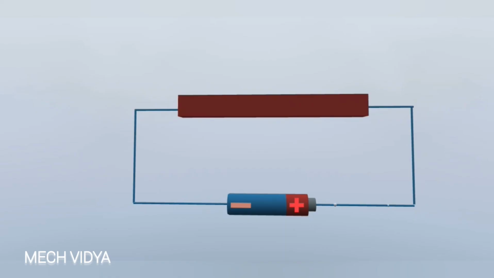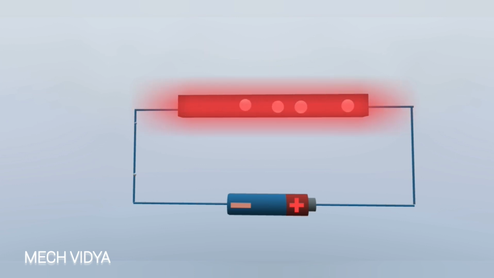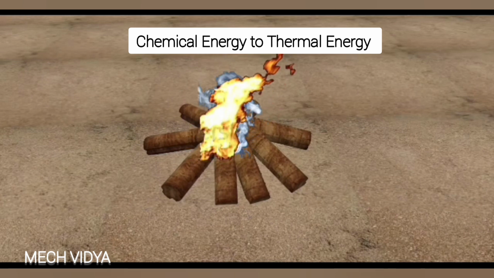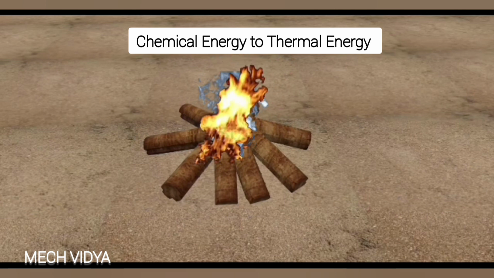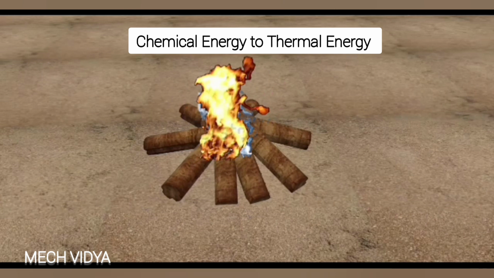Next, if we pass electricity through a conductor, it gets heated. This heat is not something that is getting created. In fact, the heat that is obtained is the result of conversion of electricity into thermal energy. This happens because as the electrons flow through the conductor, the conductor resists this flow, and this resistance gives rise to heat. Finally, just one more example. When we burn any fuel, we get heat out of it. This heat is again the result of conversion of chemical energy present in the fuel into thermal energy.